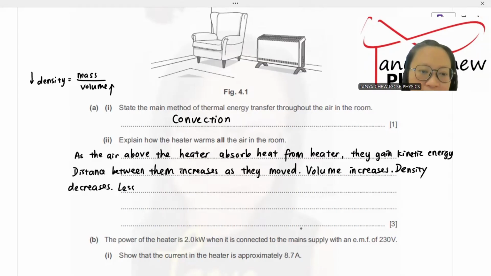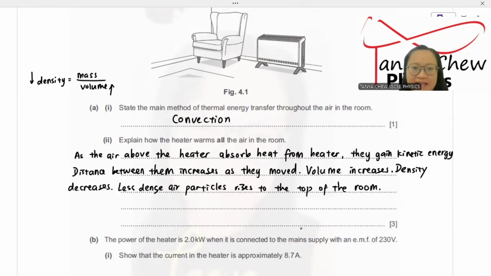So the less dense air particles rise to the top of the room. What happens when the less dense air particles rise is that they will leave behind vacancies. These vacancies will be immediately filled by the air particles that are not so hot, because they do not have enough kinetic energy to move further away from each other.